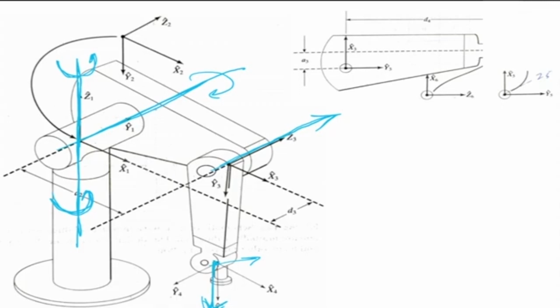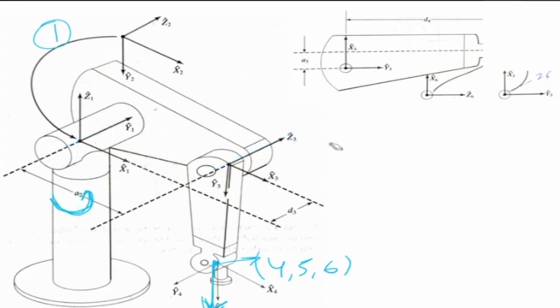So what are the 6 degrees of freedom? The first one is here. Second is here. Third is here. 4, 5, and 6 are here. So these are the 6 degrees of freedom of the Puma robot. Let's start off by assigning frames. How do we start assigning the frames? I think it's better I draw it here, for better understanding.